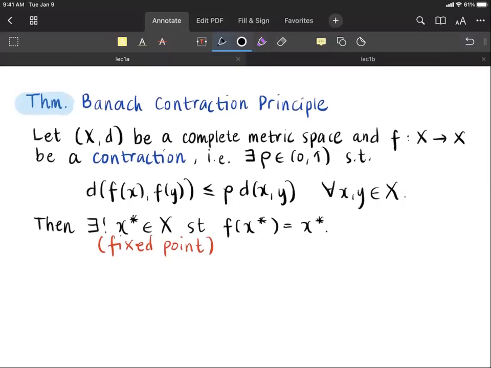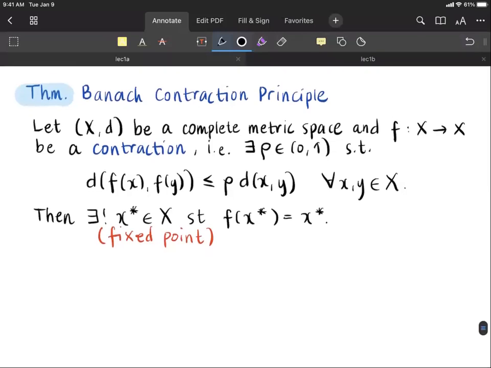Okay, so if we have a complete metric space and a contraction from this metric space into itself, then there exists a unique x star in the metric space such that the function value of that point x star is unchanged. Such a point is called a fixed point of F. Well, let us look at the proof of this theorem.